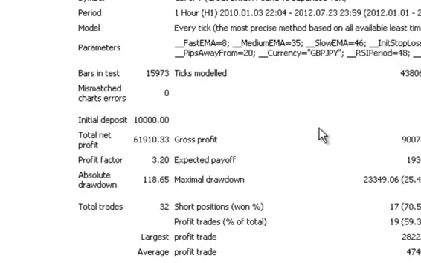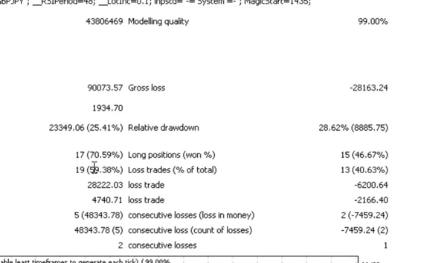In other words, for every one we lose, we can expect to win 3.2. Okay. Now, our percentage of total trades that are profitable is just about 60%, and the average profitable trade is 4,700. Yet our average losing trade is 2,100. The largest losing trade is 6,200. The largest profitable trade is 28,200.